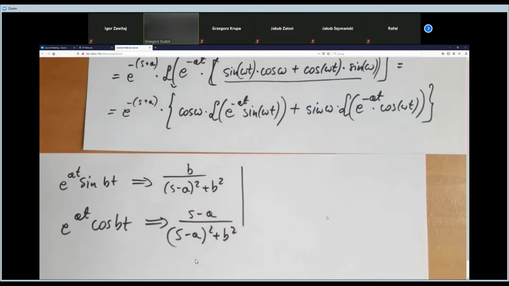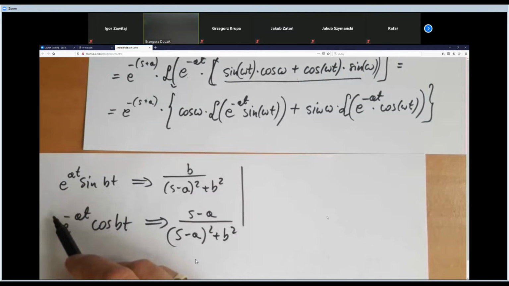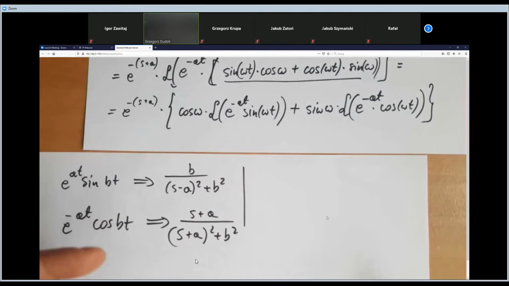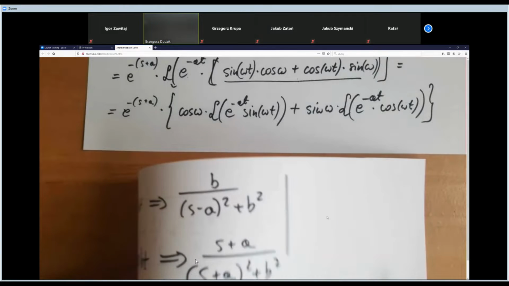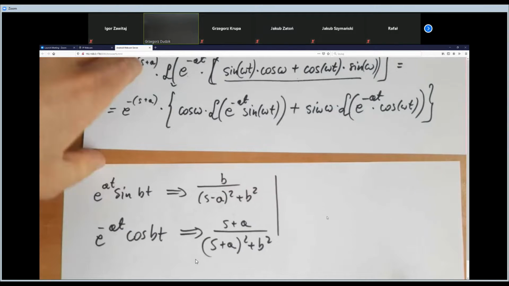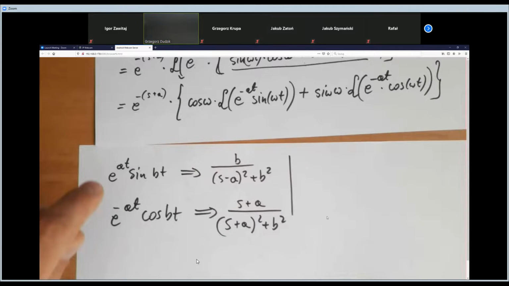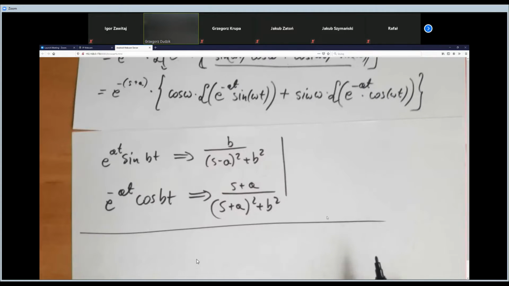Okay? If you have e to the power of minus at, we'll have s plus a, and s plus a squared. So why did I explain it in that way? Because you don't have to remember so huge a theory. It will be much faster to understand it and solve the problems. Look, so let's come back to our example.